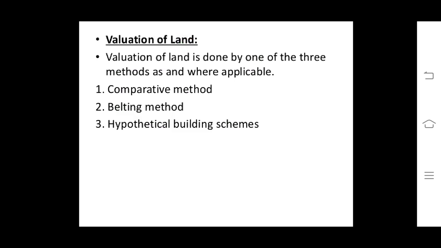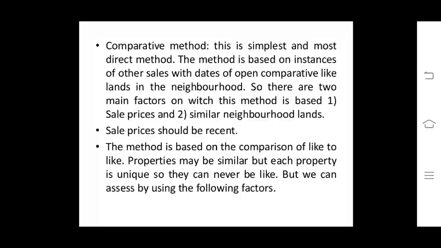Valuation of land. Valuation of land is done by one of three methods: comparative method, built-up method, and hypothetical building schemes. Comparative method, this is the simplest and most direct method. The method is based on instances of other sales with dates of open comparative like lands in the neighborhood. So there are two main factors on which the method is based. First, sales price, and second is similar neighborhood lands.